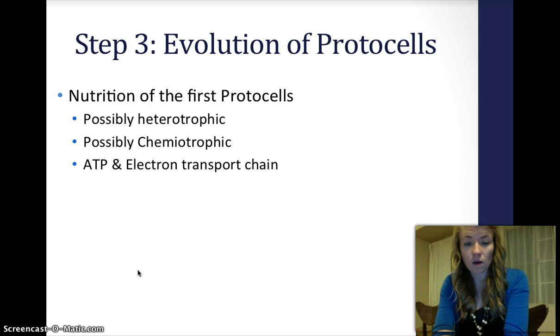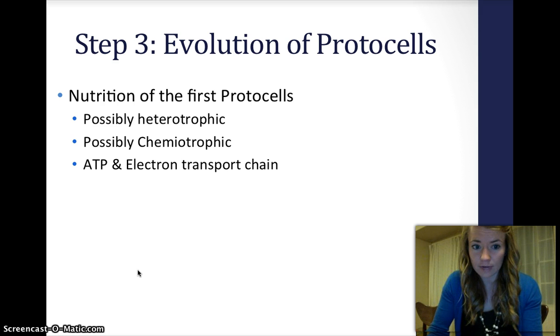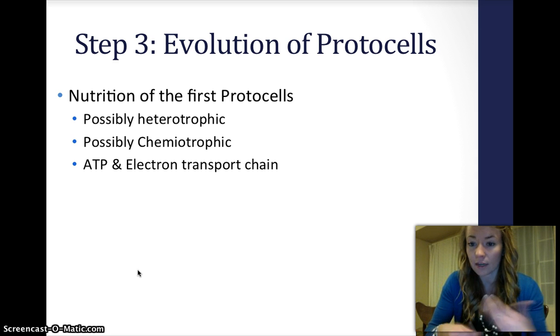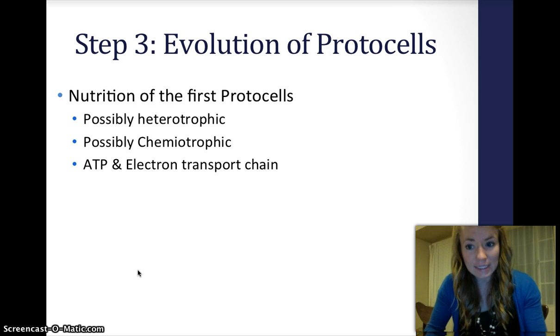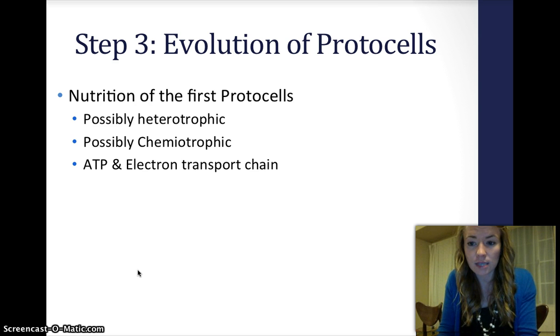The very last topic is the nutrition of the first possible protocell. So they're talking about them maybe being heterotrophic, so they ingested organic compounds that they needed to survive to make the reactions happen. Maybe they were chemotrophic, so they were living very close to these hydrothermal vents, remember? There's a lot of bacteria that live down in hydrothermal vents that are able to take inorganic molecules and convert them into organic molecules. Basically what photosynthesis does, except without the sun. They use chemicals instead. So maybe the protocells were not heterotrophic, they weren't autotrophic, they were chemotrophic.